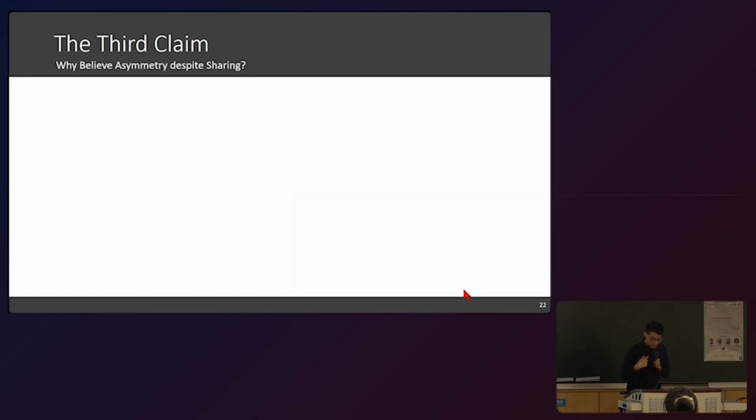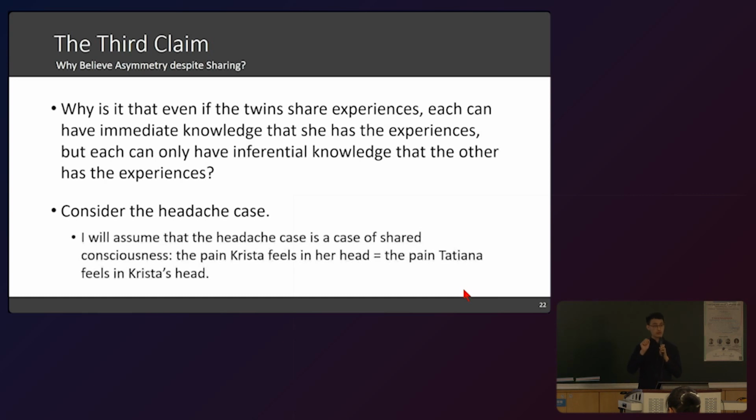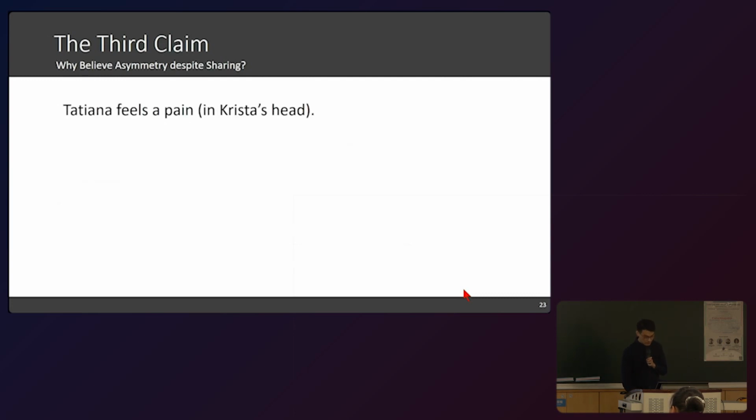All right, going back to the third claim. Why is it that even if the twins share experiences, each can have immediate knowledge that she has the experiences, but each can only have inferential knowledge that the other has the experiences? Let me explain with the headache case. For the sake of argument, I will assume that the headache case is a case of shared consciousness. That means the pain Krista feels in her head is the pain Tatiana feels in Krista's head.